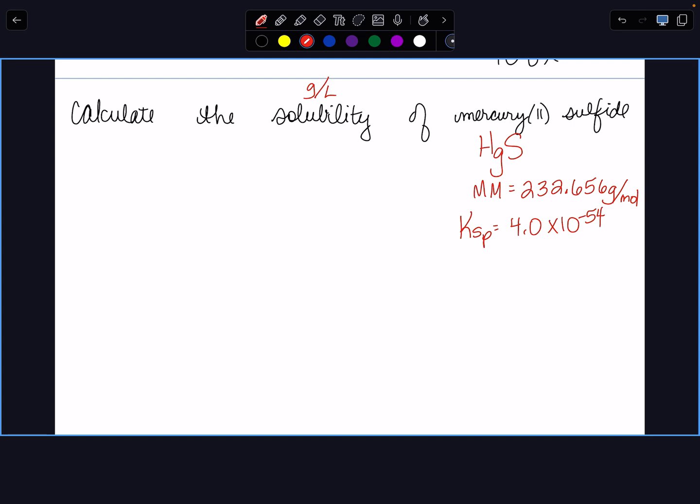That's all the easy stuff. Ksp would be equal to x squared. Yes, it's an x squared. How do you know?